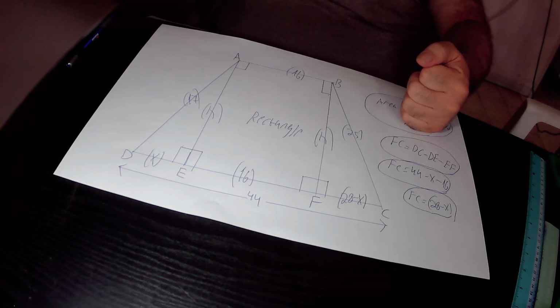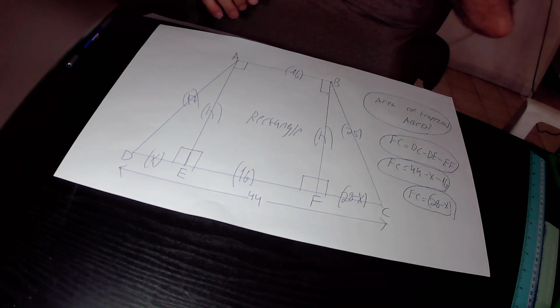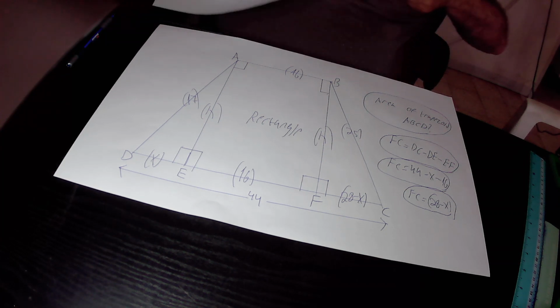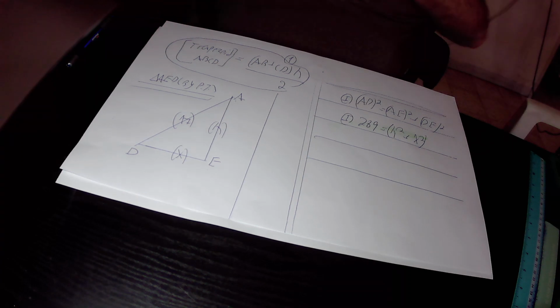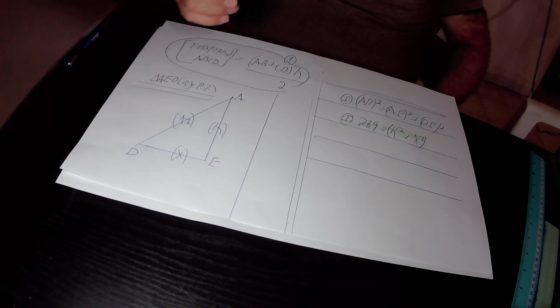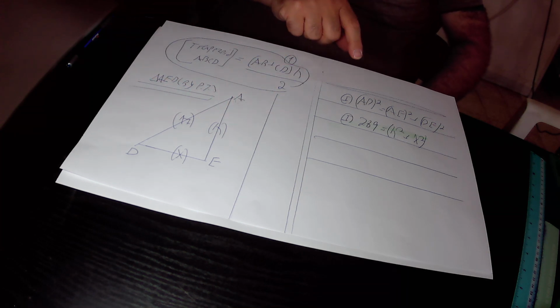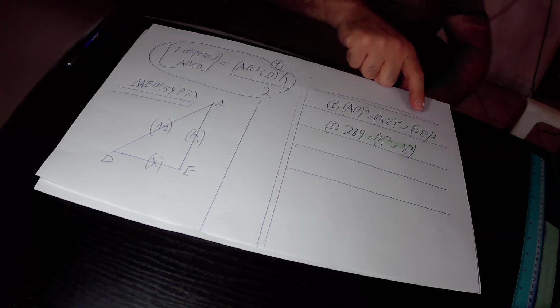trapezoid ABCD. So in the next step, I copied the right triangle ADE onto a new page and implemented the Pythagoras theorem in this right triangle ADE. So this is the right triangle ADE that I copied from the original drawing. According to the Pythagoras theorem, in this right triangle ADE, AD squared, that is the square of the hypotenuse, is equal to AE squared plus DE squared.